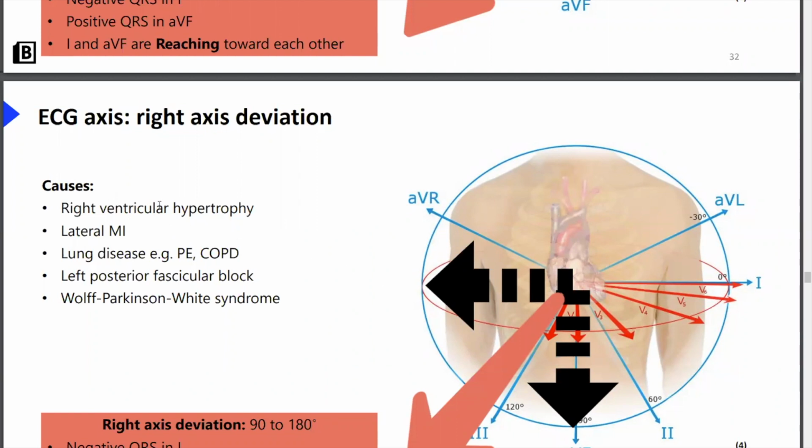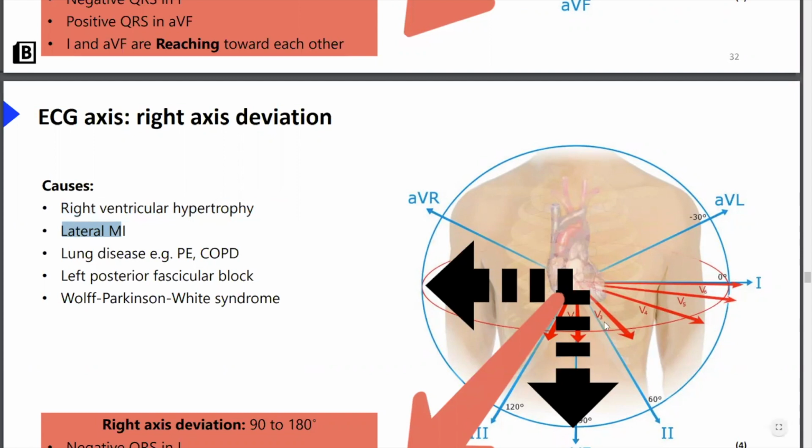Okay, fine. So now we know what right axis deviation is, but what are the causes? It's all great being able to work out the axis, but what's the point if you don't know the cause? Right ventricular hypertrophy. So if you think about it, if the right ventricle is enlarged, you have more heart muscle on the right, therefore you're going to have more electricity flowing towards the right of the heart, and that's going to shift your cardiac axis towards the right.